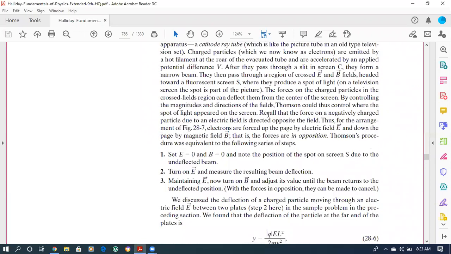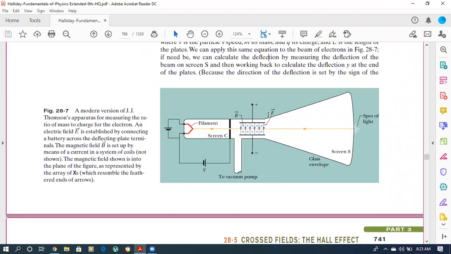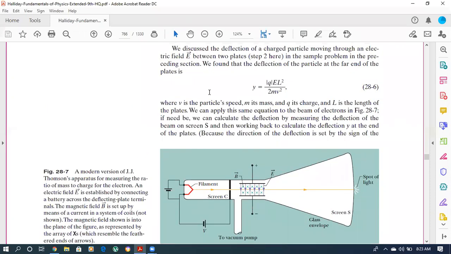So how was this experiment performed? Actually the important thing is the solution of this equation. This equation was solved in class, so I think you must have the solution of this equation. It will not be solved here.